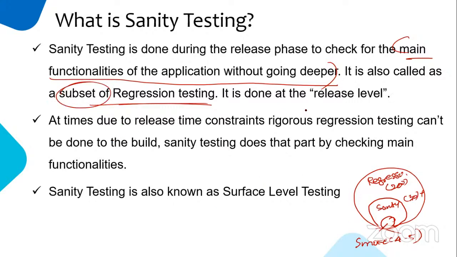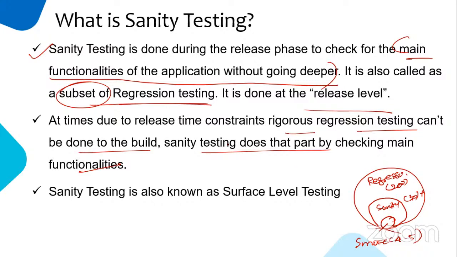Those test cases are done at the release level. From every module, they choose some test cases and just check the main functionality. At times, due to release time constraints, rigorous regression testing cannot be done on the build, so sanity testing is done by checking the main functionality. See, every time there is a code change, I can't go and test everything daily. It would be very, very high cost. So what I'm doing is sanity.